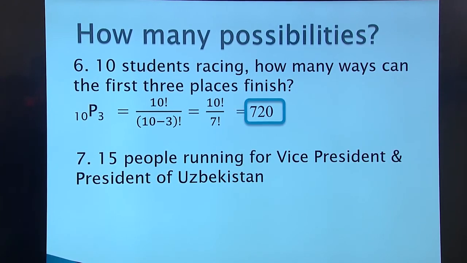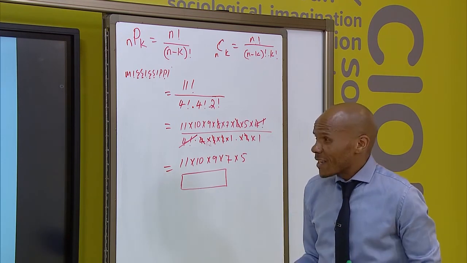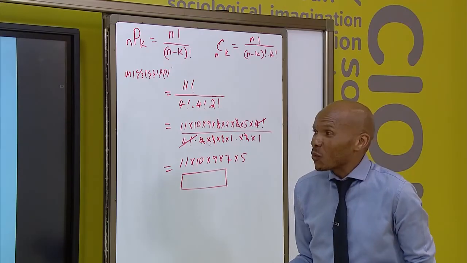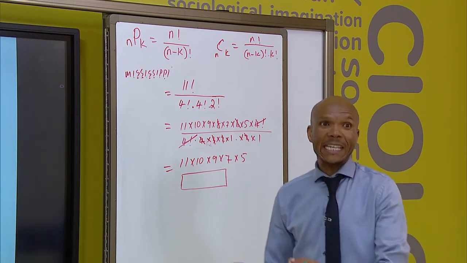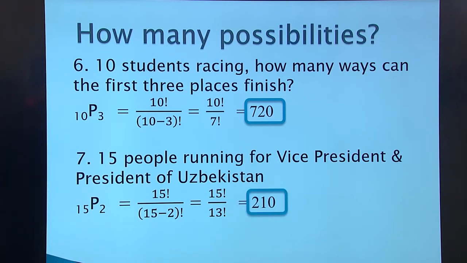Okay? And let's look at question 7, and I think you will love question 7. Question 7 says 15 people running for vice president and president of Uzbekistan. So you've got 15 people, right? And you want to choose president and vice president. The first question is, does the order matter? What do you think? Yes, it does, because once you choose the president, you're not going to have the president again standing for the vice president. You're going to choose the president once, all right? So since it is permutation, we're going to use the permutation formula, which is 15, pick only 2, and 15 factorial divided by 13 factorial, that will be 210 ways, all right?